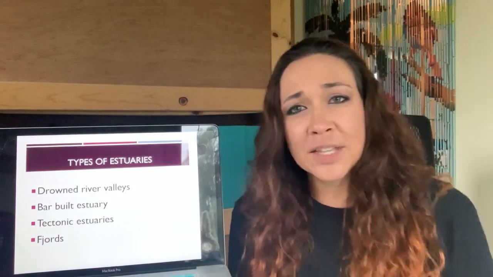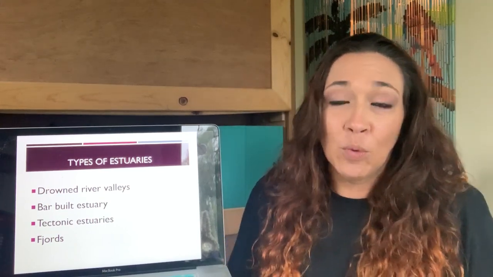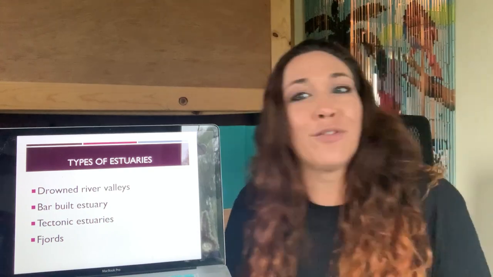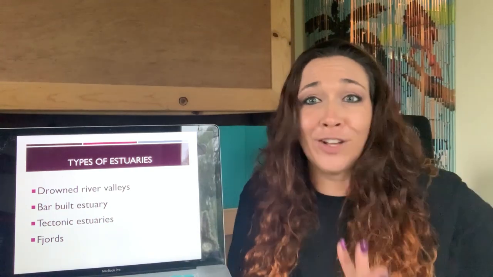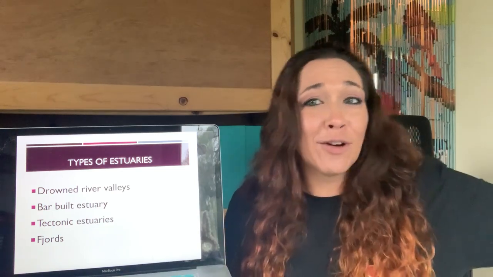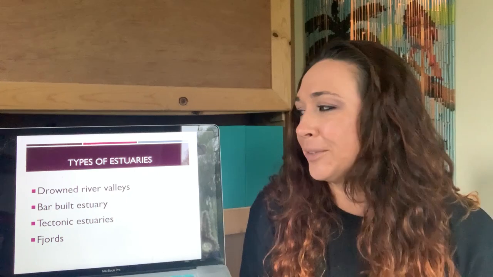All right, so the types of estuaries that we're going to be talking about today include the drowned river valleys, which are basically drowned rivers. So imagine that you had a river, it cut out a little valley, and then that valley flooded. So now you have this area where you had a bunch of fresh water coming in, but now it's going to be almost submerged with the ocean water.